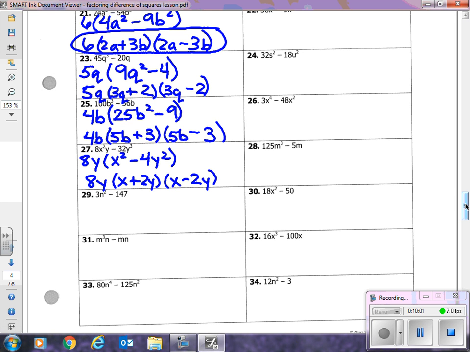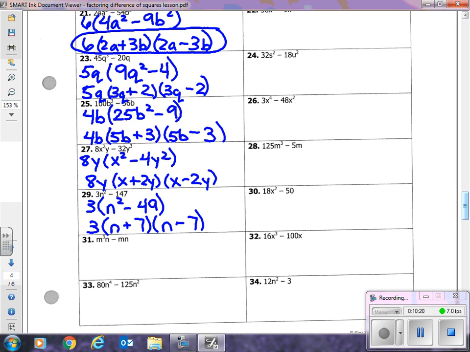For number 29, 3 is the only thing you can take out. There's no letters. So if you divide 3 out, you've got n squared minus 49. Those are both perfect squares, so keep the 3 on the outside. You're going to have n and n, plus and minus, and 49 is made from 7 and 7. So that one's a little simpler in terms of what the answer looks like.